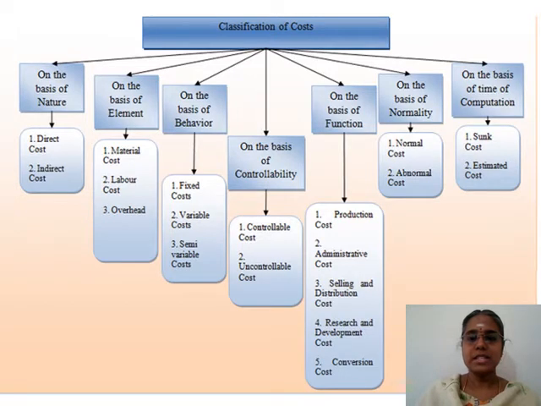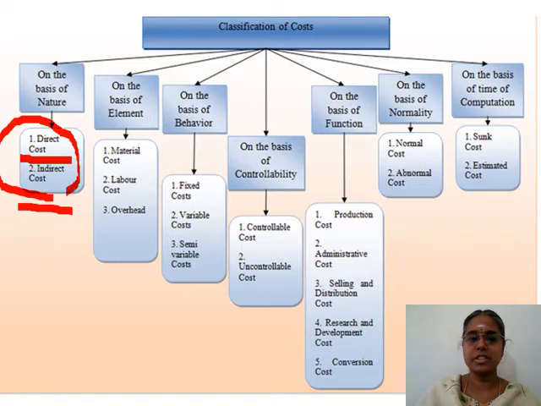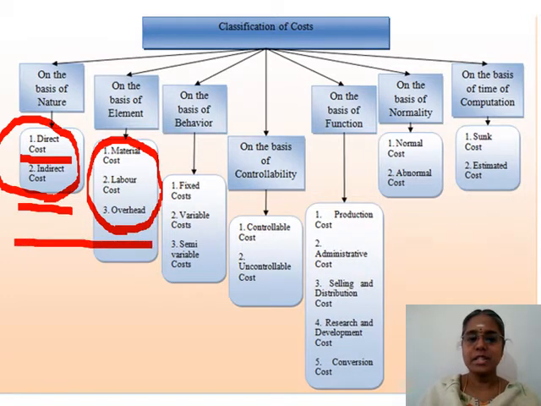So this is a detailed classification. The first and the base classification is as direct and indirect. You can see this is the first and foremost, and this is the second important classification as material, labor, and overhead. So without knowing this, we cannot do any type of costing. Then this is also an important classification, fixed, variable and semi-variable.